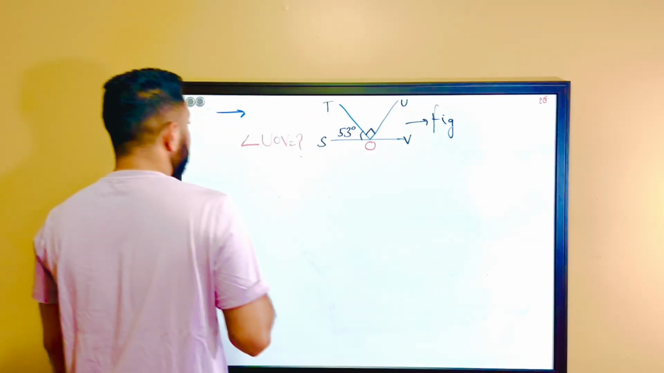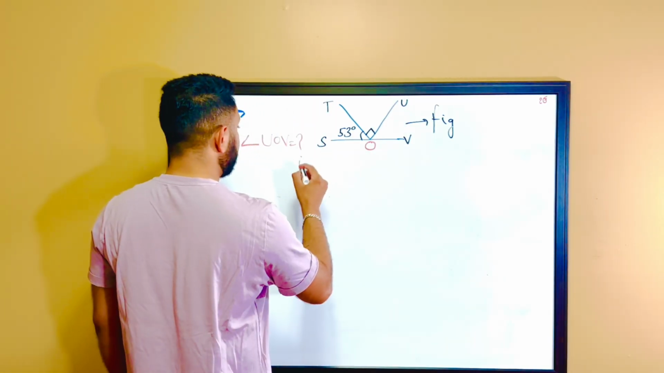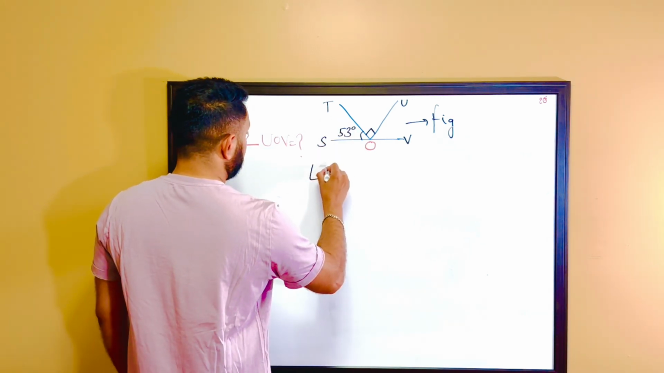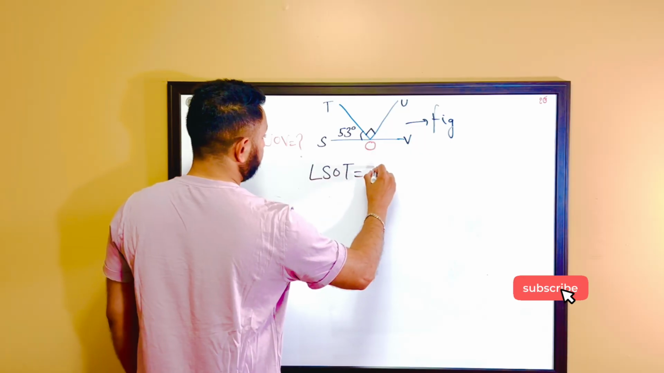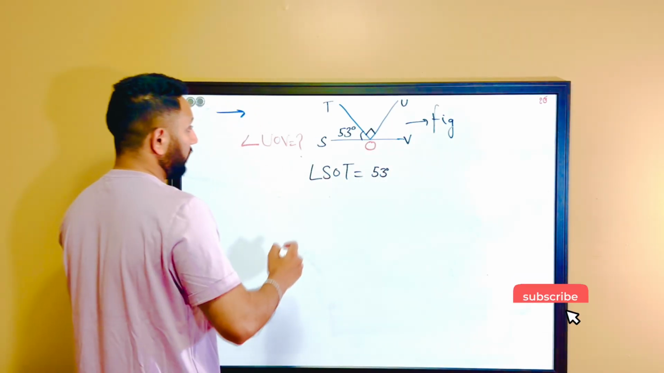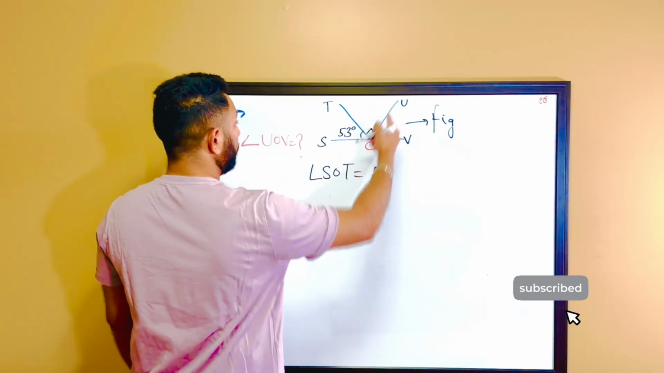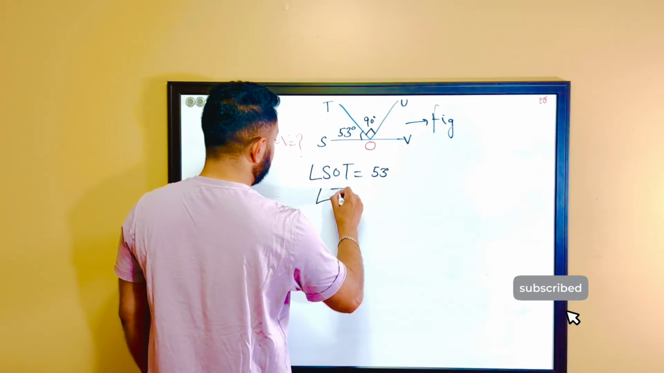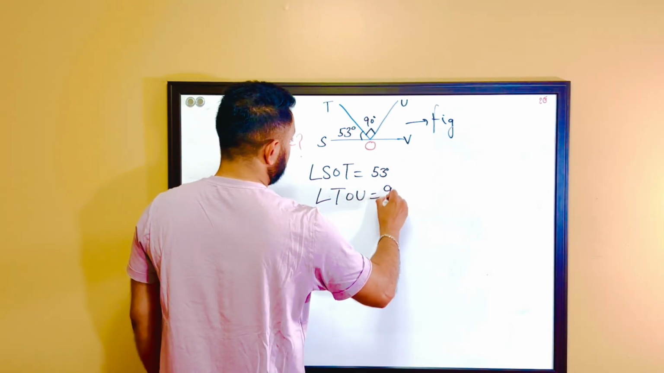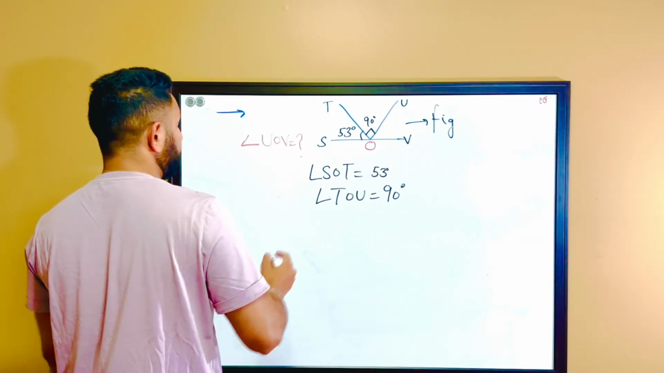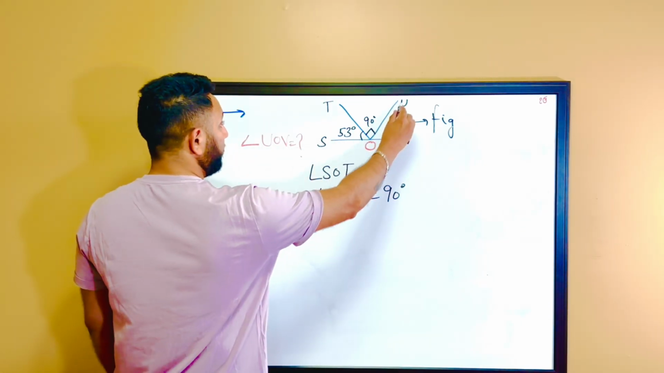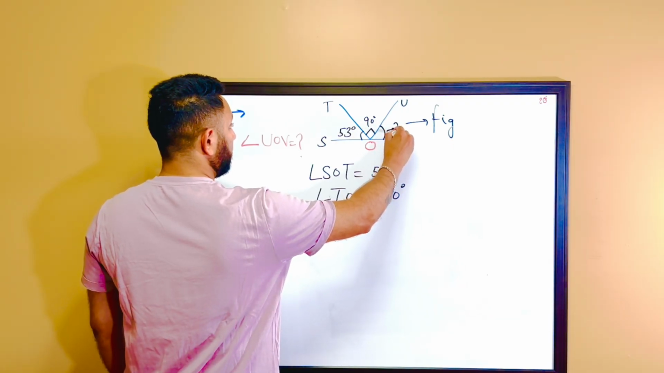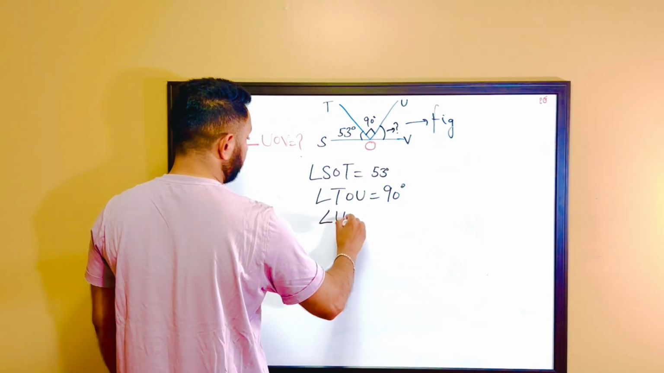and so let's focus on what is given to us. We are given angle SOT, which is 53 degrees, and also we are given TOU, which is 90 degrees. And what we need to find out is this angle UOV.